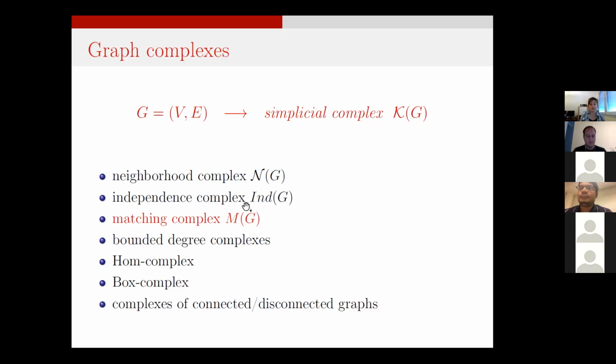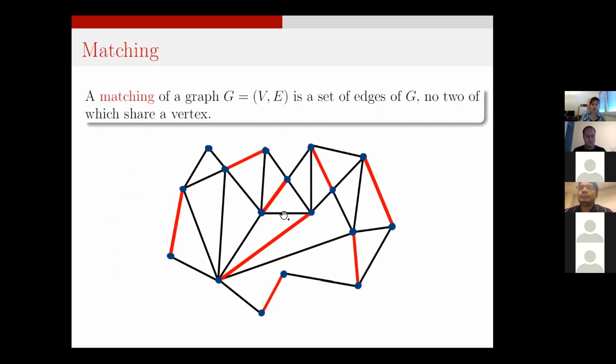And there are complexes that we are interested in: the independence complex, which we're going to talk a little bit about, and the matching complex. I just put these here, although we will not use them, because they are quite well known. So how do we define a matching complex? We start from a matching of a graph. Whenever we have a graph, we can say that a set of edges is a matching if no two edges share a vertex. So just making pairs, this red set of edges.